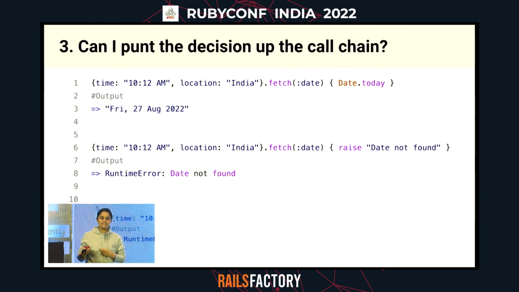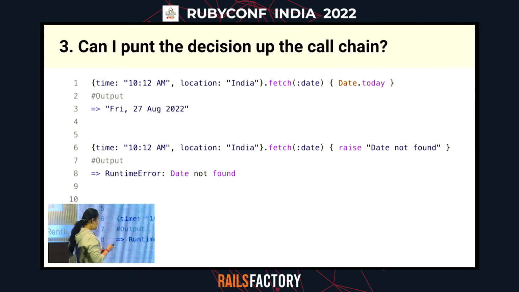Can I punt the decision up the call chain? If you are not so sure about whether the condition is expected or not, in that case, you have to ask yourself, can you delegate this responsibility to the caller? The great example available for this in Ruby is the fetch method.